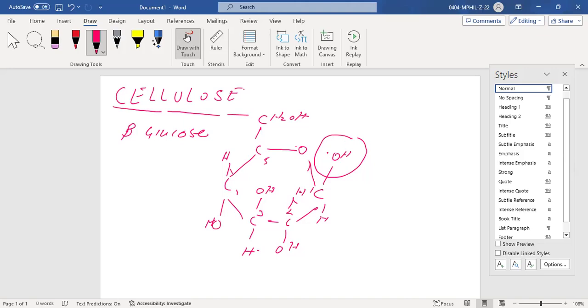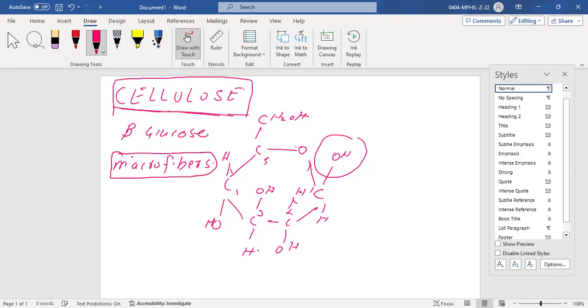But we know cellulose is a polysaccharide, so it is the combination of thousands of glucose units which are combined with each other through a glycosidic linkage. Here we need to understand how this cellulose is formed. Actually, cellulose is a very complex polysaccharide which is formed by the combination of microfibers. We will try to understand how these microfibers are formed.